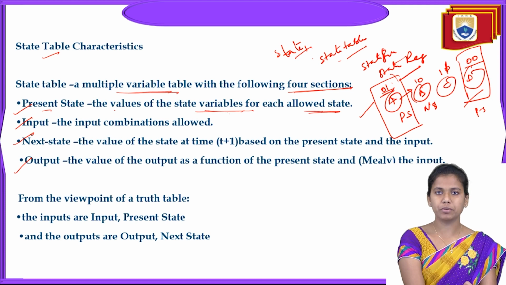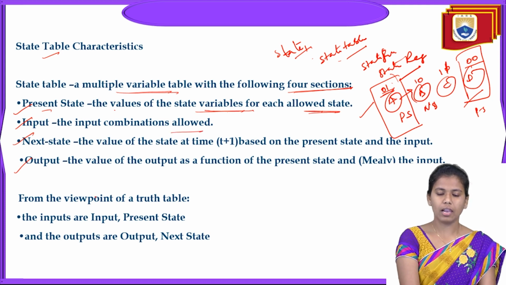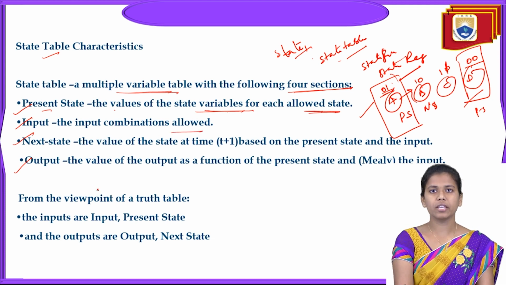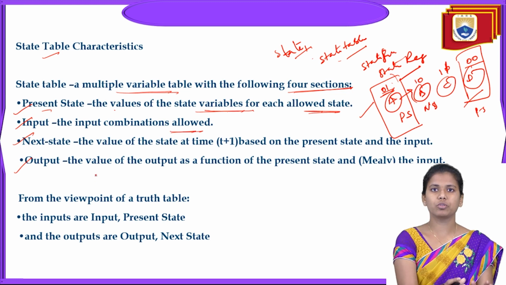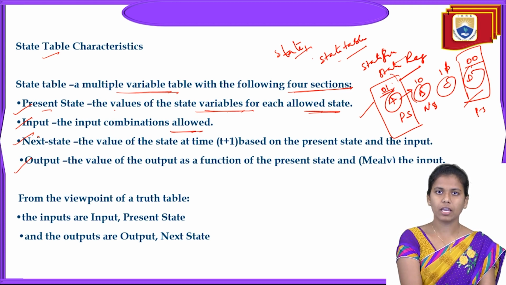Coming to the next section, which is the inputs. So what is this input? It is the input combinations allowed. Each and every state will have some input values as well as the output. The input combination with respect to the present state which is allowed is nothing but the input.